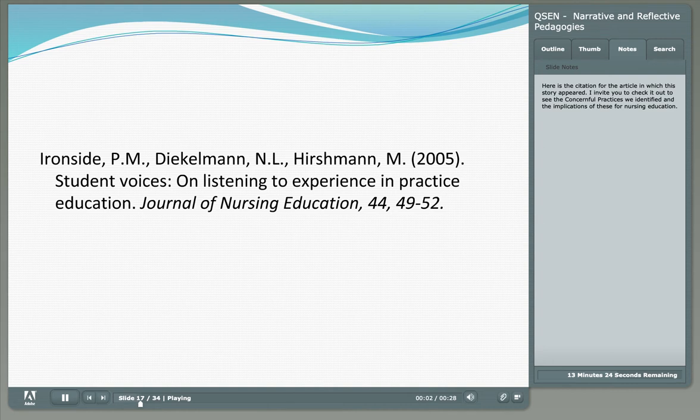Here's the citation for the article in which this story first appeared. I invite you to check it out and see how this story was explicated using the concernful practices and the implications these have for nursing education. Next, we'll turn our attention to reflective pedagogy and how fostering reflective practice in our courses can further assist students to develop their abilities to provide patient-centered care.